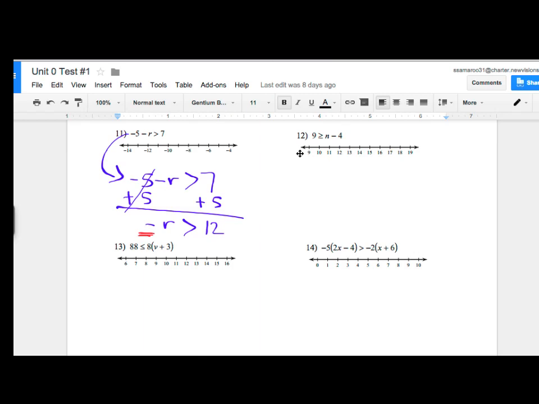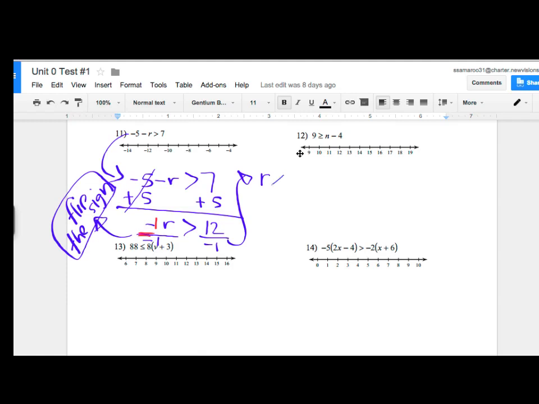So because it's negative, I need to get rid of that. So I need to divide by a negative 1 because we have that invisible one right there. And remember, when you divide by a negative, what happens? We flip the sign. So very important. So this becomes r. So this side changes to the opposite way. So it's less than negative 12.